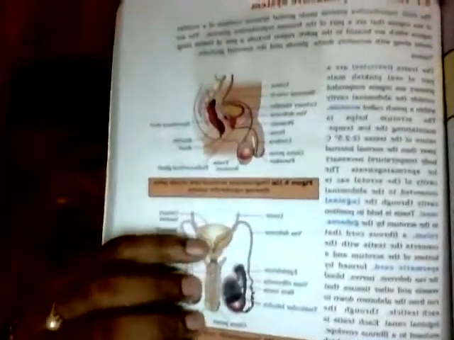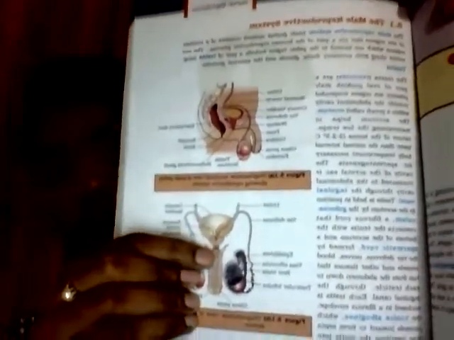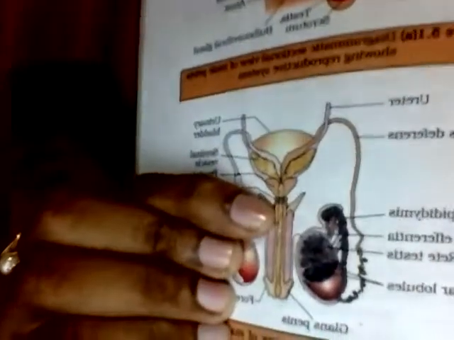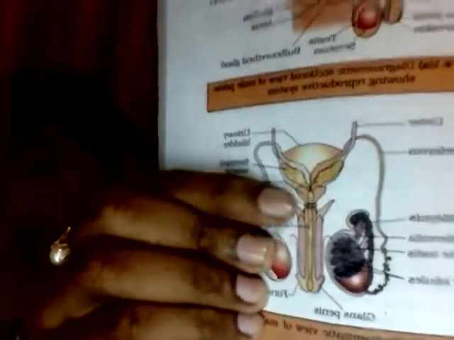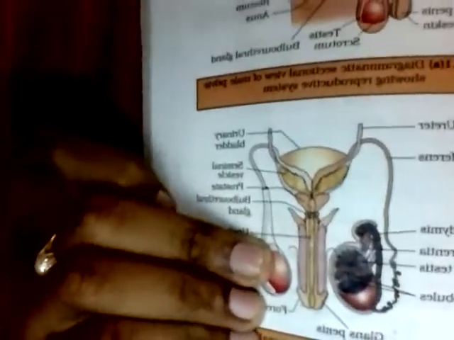And if you see the accessory glands, they include the seminal vesicles and also the prostate gland and the bulbourethral glands. And I will show you the parts. These are the seminal vesicles, and here is the prostate gland, and here you can see these bulb-like, spherical structures, called the bulbourethral glands.